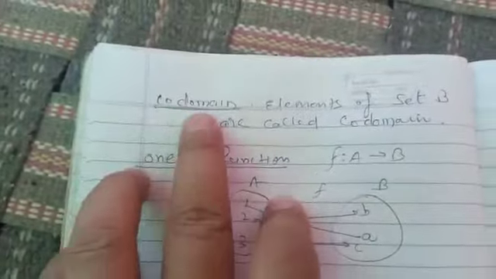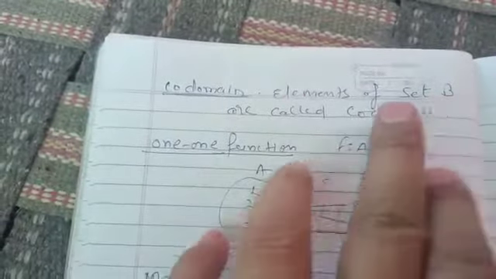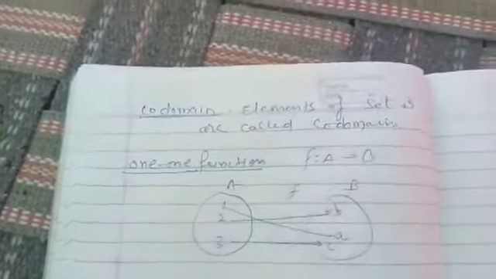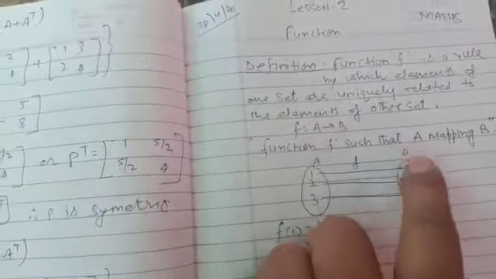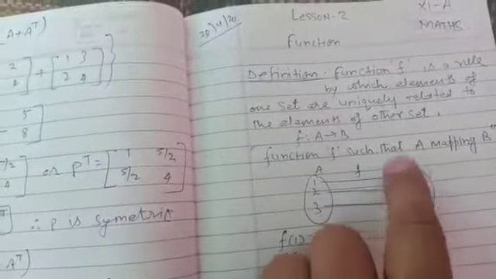Next topic. What is codomain? Elements of set B are called codomain. This is set B. The elements of this set are called codomain.